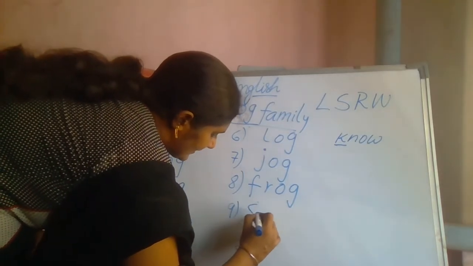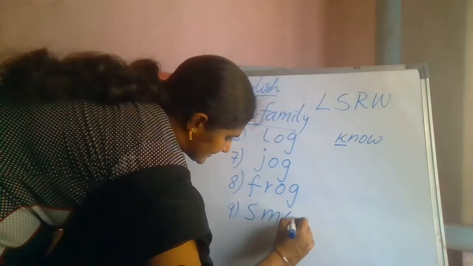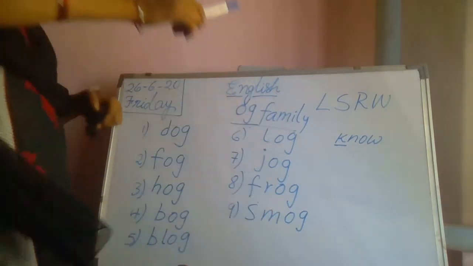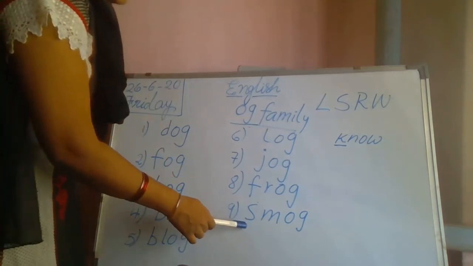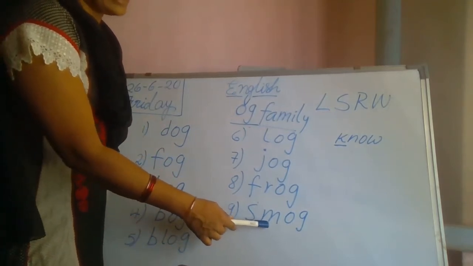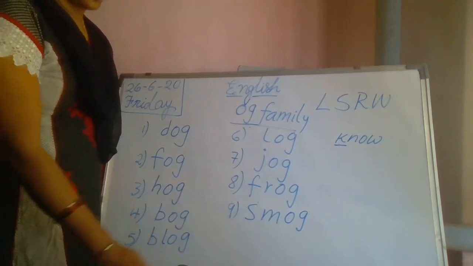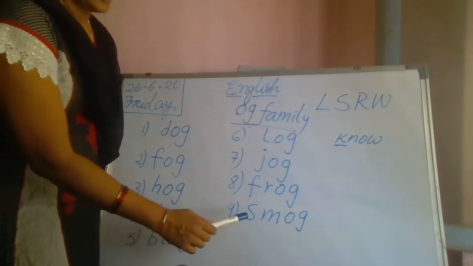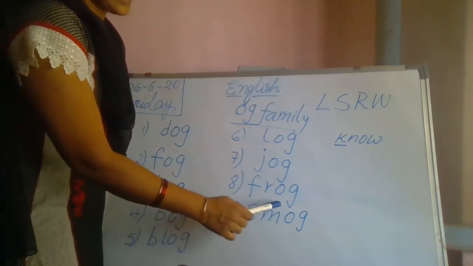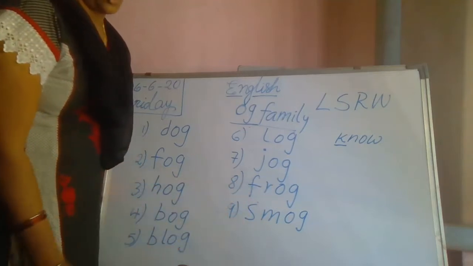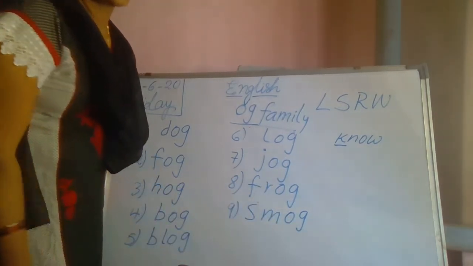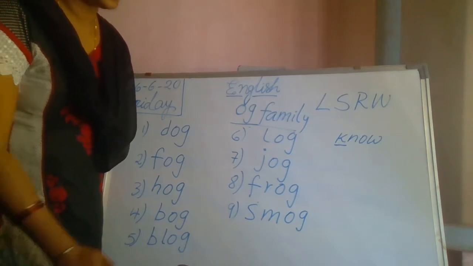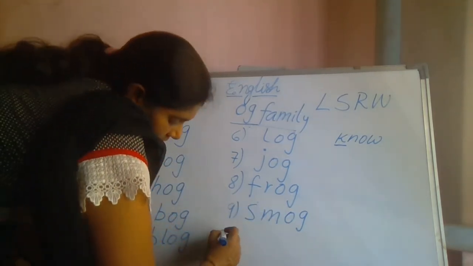Next. What is this letter? S M O G, smog. S gives the sa sound and M gives the ma sound. If we join S M, sma. These two letters, S M, joined with the og family, how can we pronounce smog? S-M-O-G, smog.